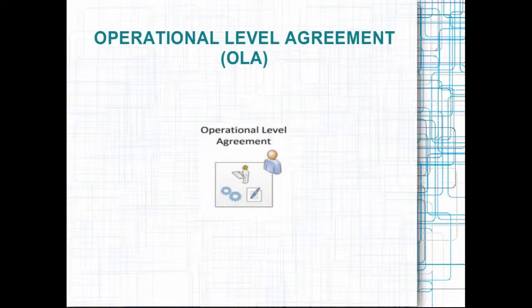An operational level agreement defines the interdependent relationships among the internal support groups of an organization working to support a service level agreement. The agreement describes the responsibilities of each internal support group towards other support groups, including the process and time frame for delivery of their services.